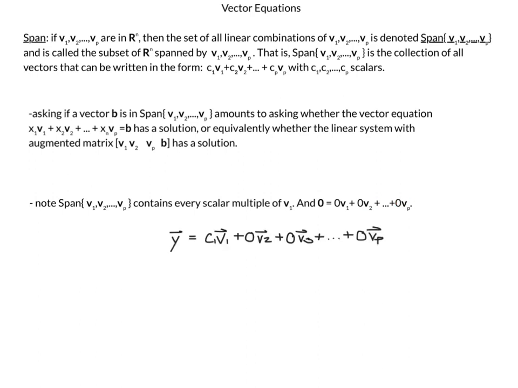And just to be really explicit, why does the span of v1 through vp contain every scalar multiple of v1? Well, because y, that's all of our linear combinations, can be set equal to c1v1 plus all the other weights equal to 0. So as long as c1 can be any constant, that means we can always write any scalar multiple of v1 as a linear combination of our p vectors.